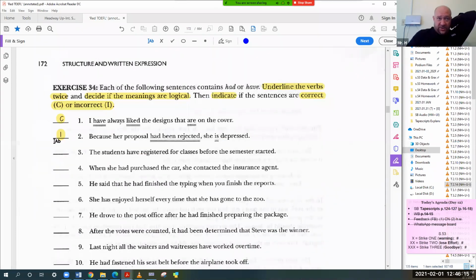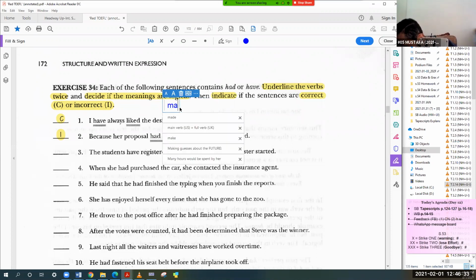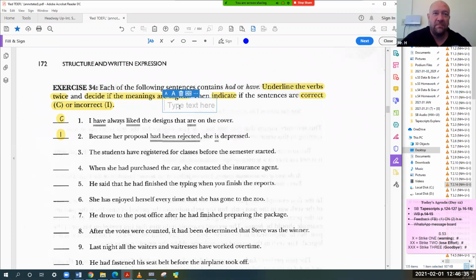So Ayed, can you start? How do we do this exercise? Underline the verbs twice and decide if the meanings are logical. Logical, what is that? Logical. Mantiki. You know mantiki, right? Yes. Logical. Okay. And then indicate if the sentences are correct or incorrect.